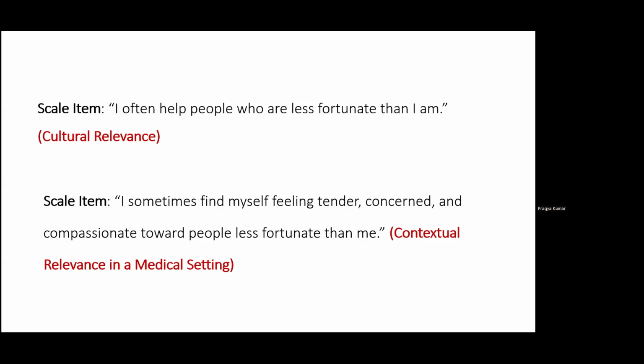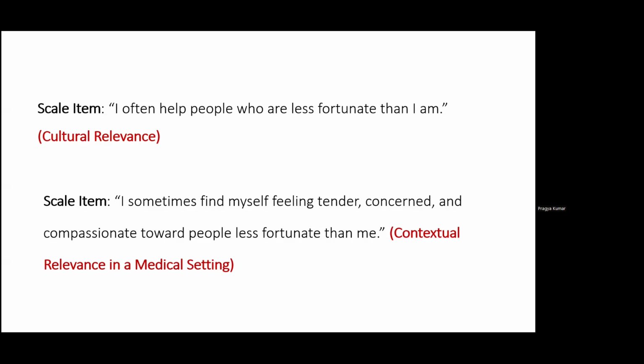Since birth, they have been trained by their parents and in school that they should help someone. So if it is there in the culture, you will not be able to understand whether it is related to culture or whether it is related to the actual empathy of the person.